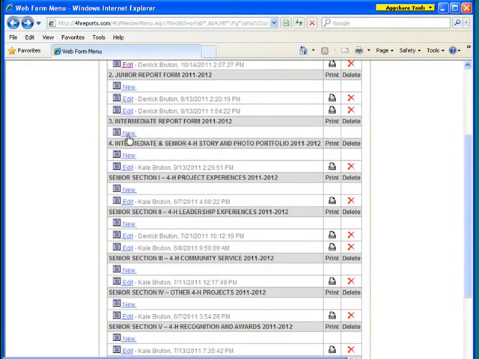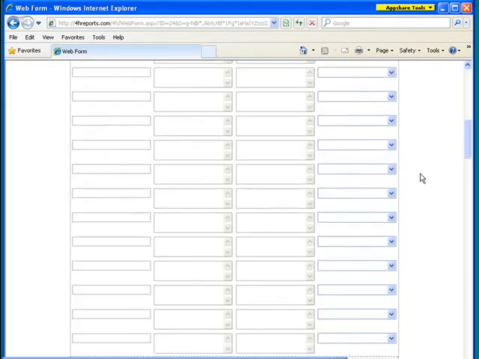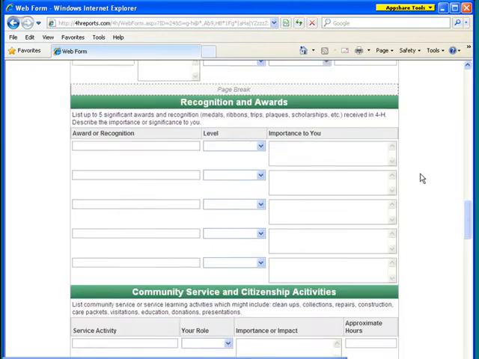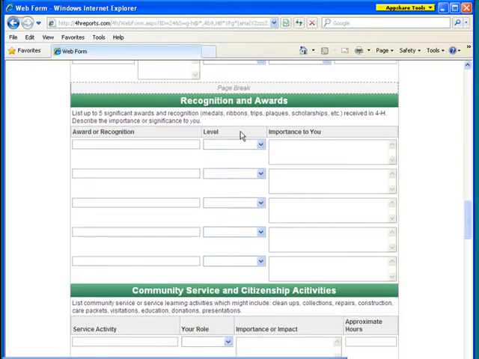Okay, so we were on the intermediate page. We'll continue down it real quick. Summary of activities and accomplishments, recognition and awards. So we're starting to get beyond just the description and stuff like that. We want to know specifically why it was important to them, and we want them to understand what level their award was given to them on, whether it was club, county, district, or so on.